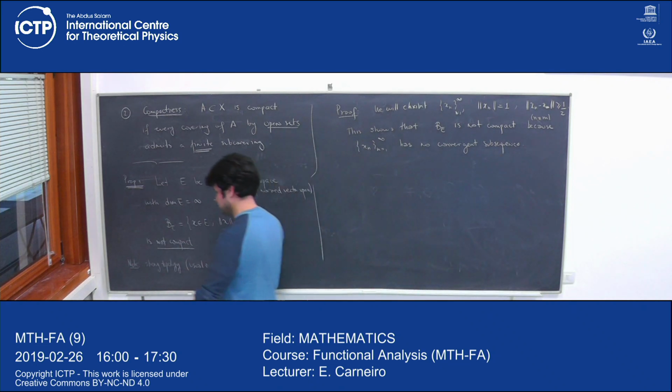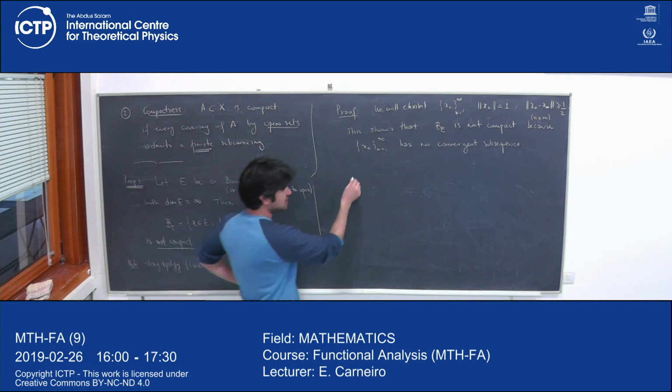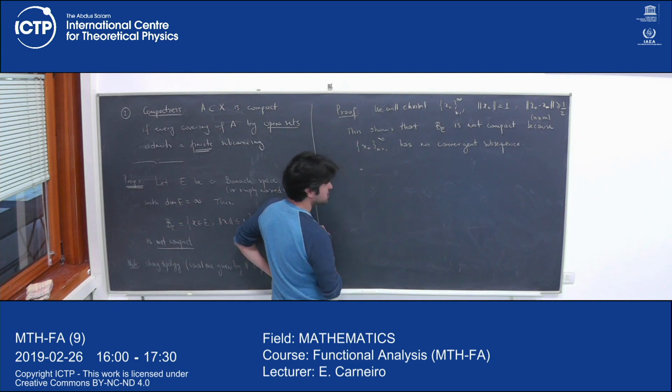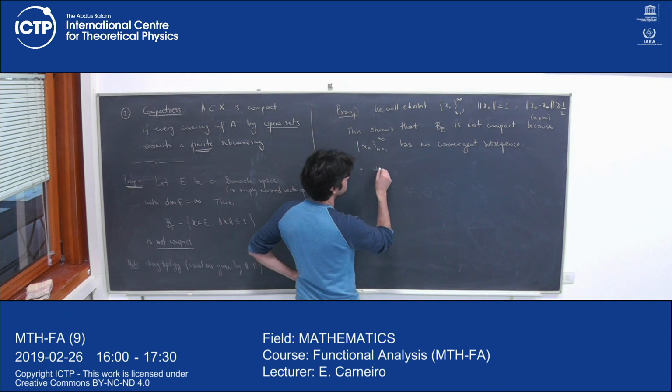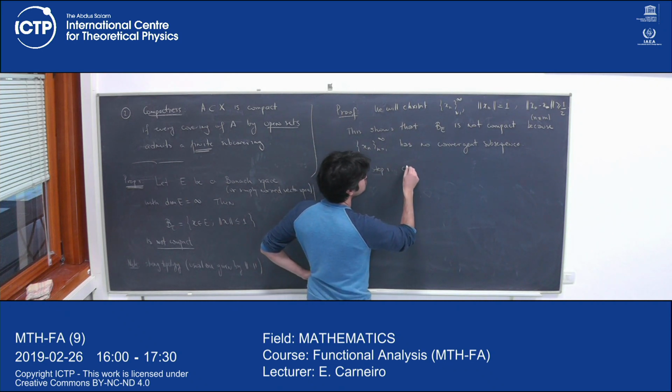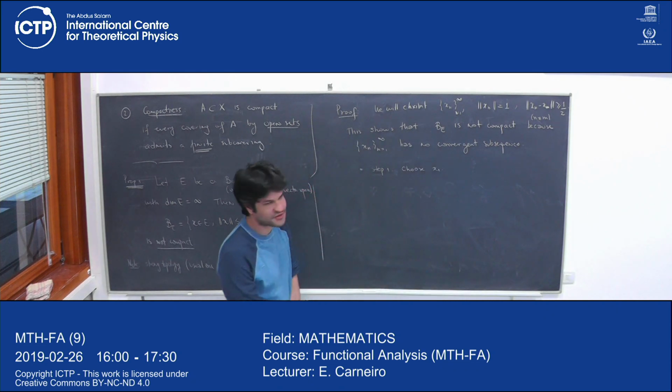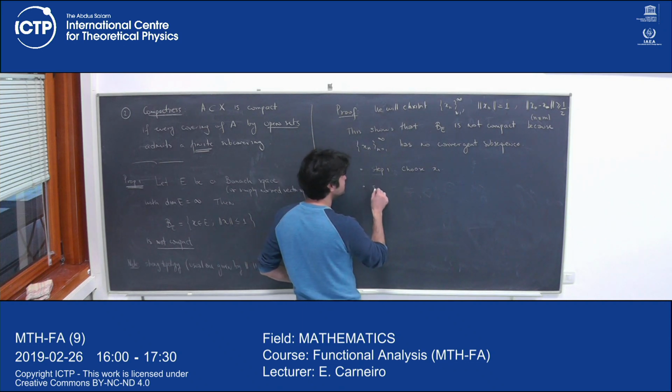And we do this in an algorithmic way. So step one, of course, is to choose your x1. You just choose any vector x1 with norm 1. All right. So the inductive step. So let's put step two.